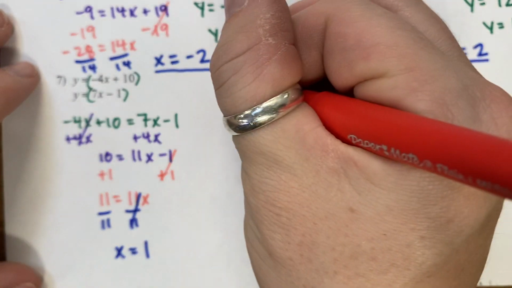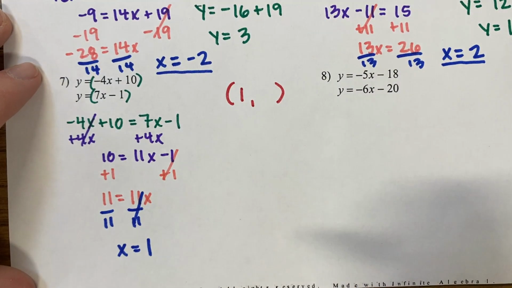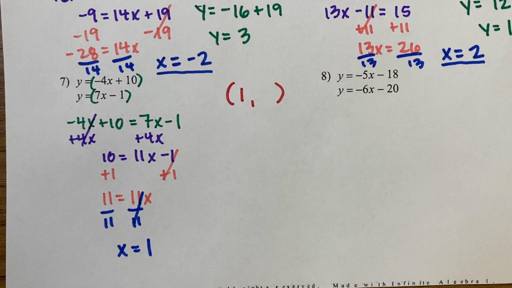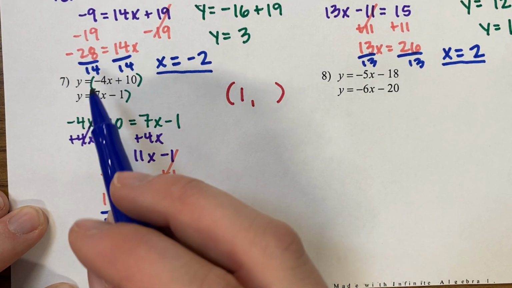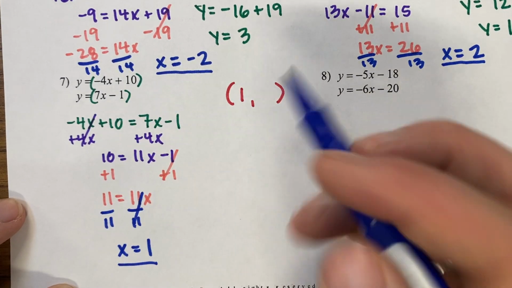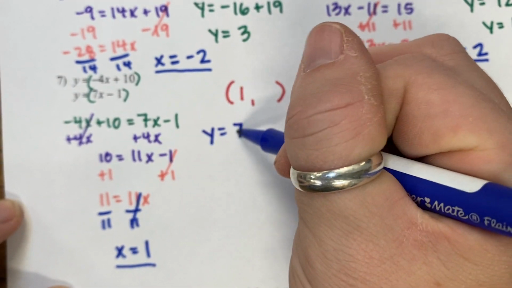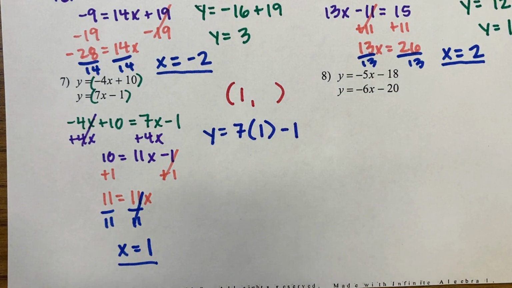So the x part of my coordinate point is 1. Now we just need the y part. Okay, so let's take what we found for x, which is 1, plug it into whichever one you want. I like the bottom one. So let's do y equals 7 times our x, which we found was 1, minus 1.